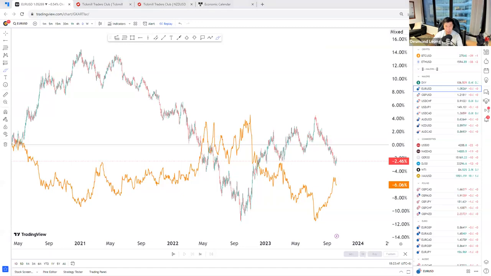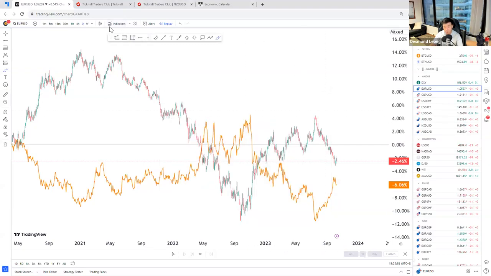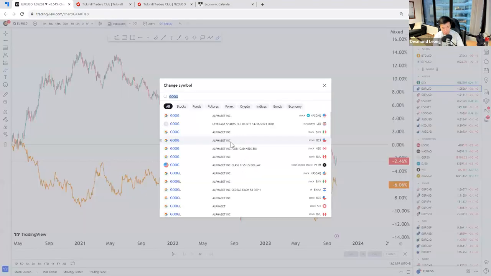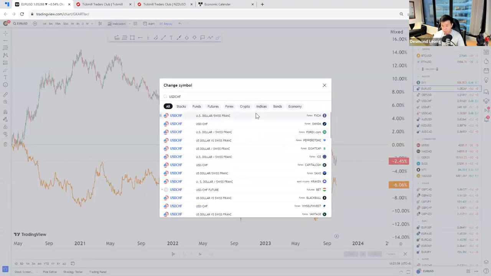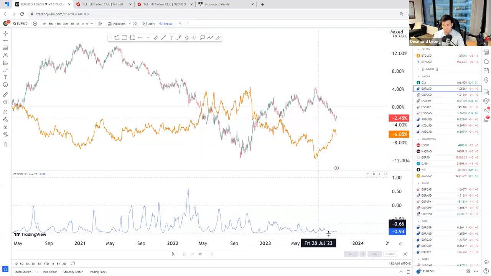But yes. Firstly, you can use this thing called the correlation coefficient. Let's say I'm on euro dollar, and I load up dollar franc. Bam, as you can see over here, the correlation is usually negative. You can see it's close to negative one. It means that it is quite strongly negatively correlated, so you know that they move in opposite directions.